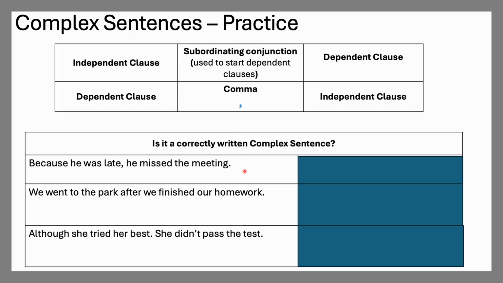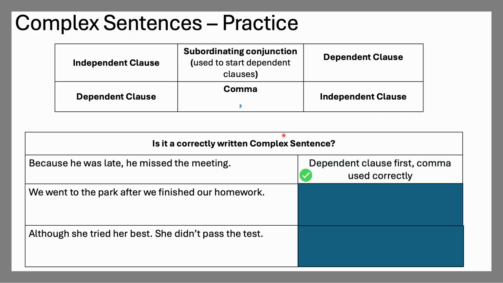It's a great way to see that particular case. So, because he was late, he missed the meeting. So rule of thumb, all right, I see a comma there, so I know if it's a comma, I need to have a dependent clause on the left and an independent clause on the right. So let's look at my left. Because he was late. Yes, this is a dependent clause. It is not a complete sentence. It cannot stand by itself. On the right-hand side, we're going to see if it's an independent clause. He missed the meeting. That sure is. We have he, that's my subject. My verb is missed, and then I have a direct object here. What did he miss? He missed the meeting. So yes, this is a correctly written complex sentence. And so the dependent clause is first. Our comma is used correctly.